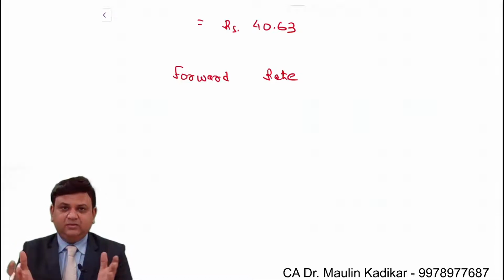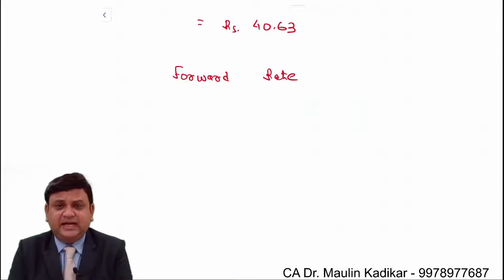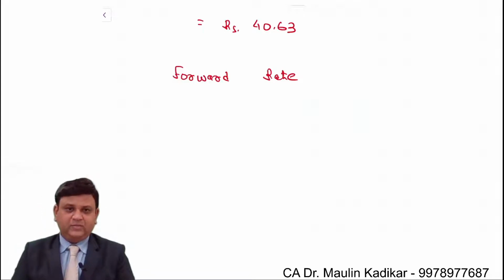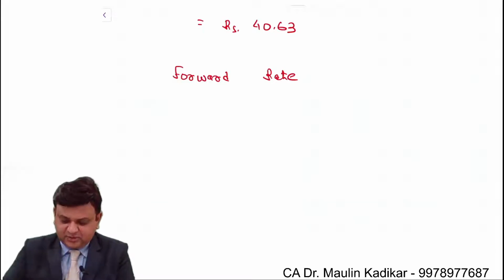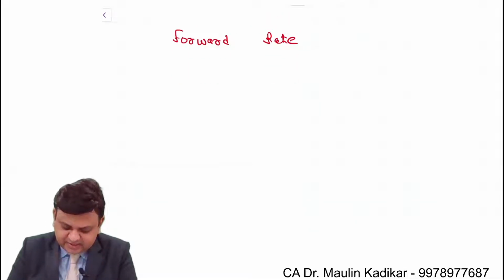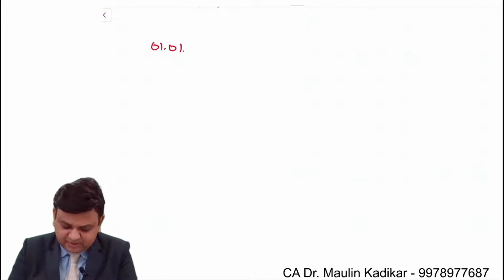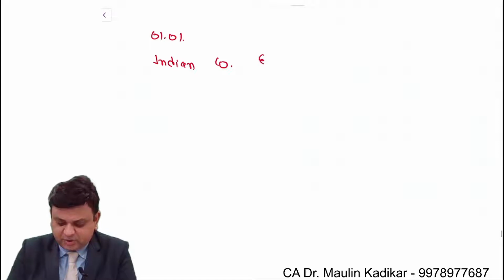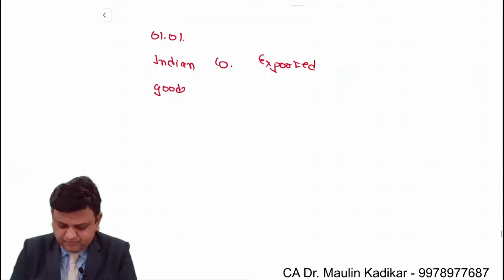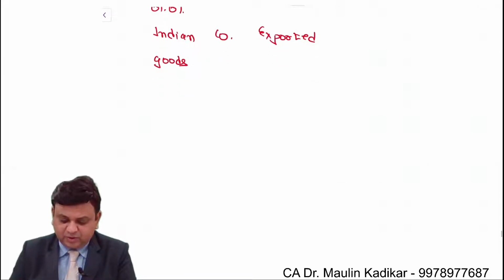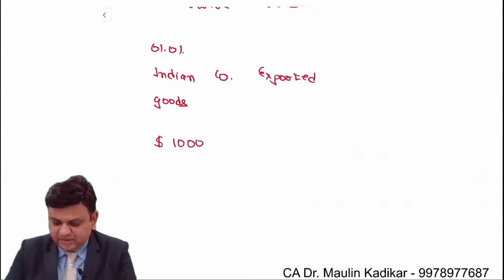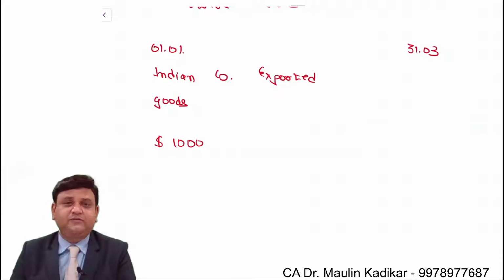First of all, I give you a background on why we make such calculations. For that, let me give an explanation. Suppose today's date is 1st of January and you are an Indian company, and your company has exported goods. On export of the goods, you are going to receive, let us say, $1,000. That is going to be received after 3 months, that is on 31st of March.